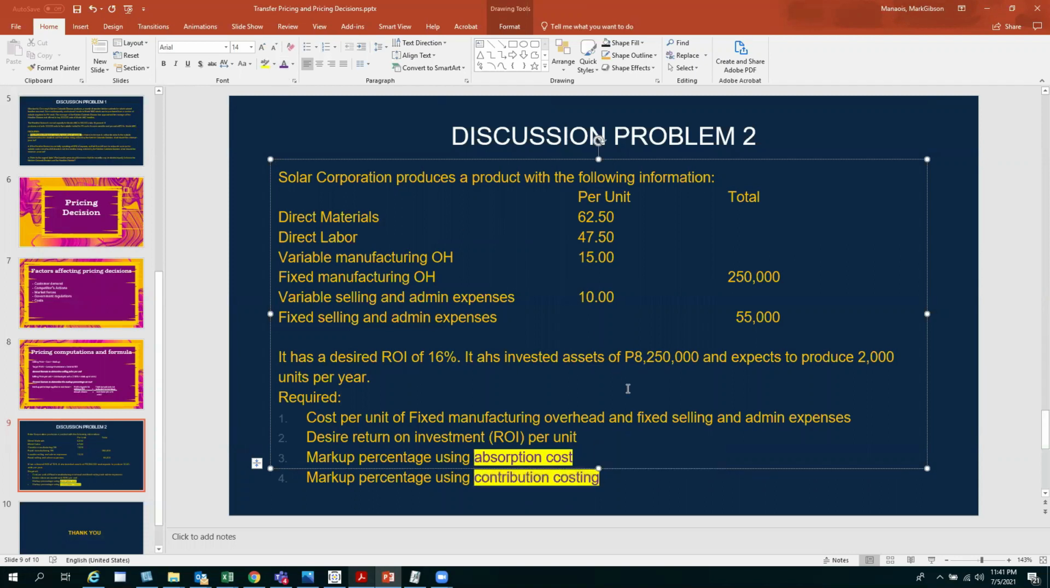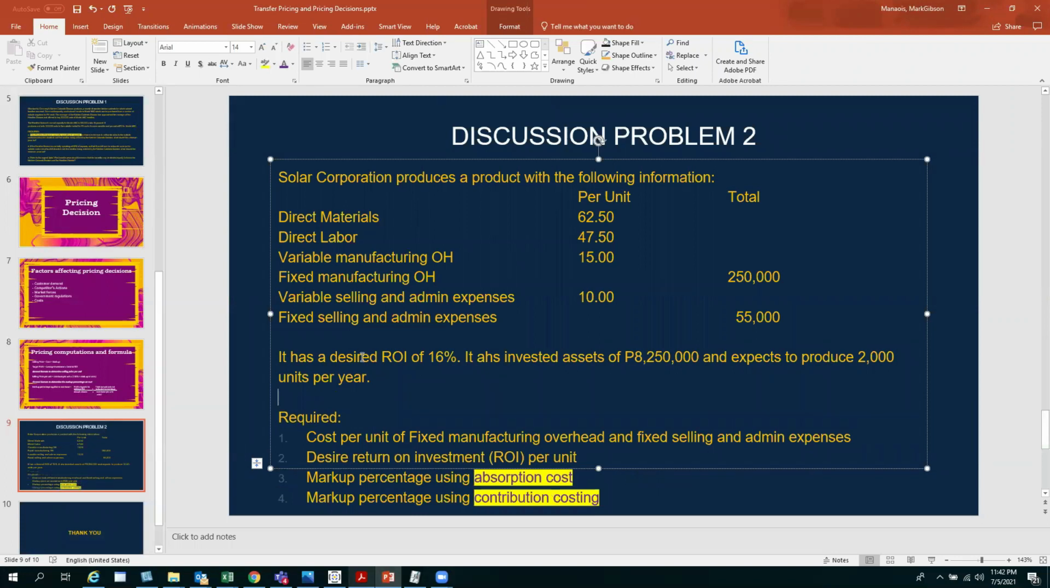Okay. Sige. Solar Corporation produces a product with the following information. You have your direct materials, direct labor, variable manufacturing overhead, your fixed manufacturing overhead, variable selling and administrative expenses, and your fixed selling and administrative expenses. It has a desired return on investment of 16%, invested assets of 8,250,000, and expects to produce 2,000 units per year.